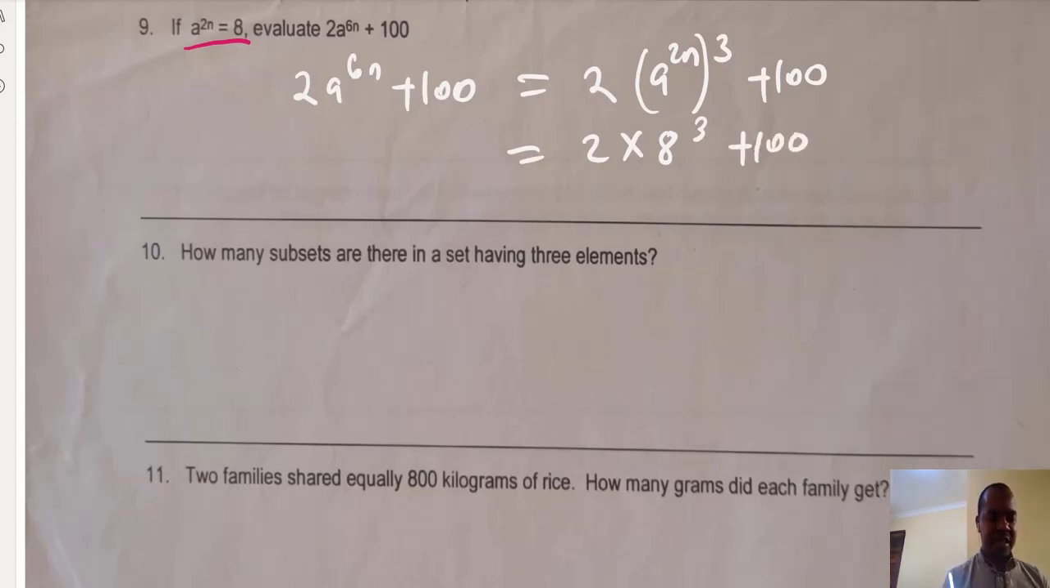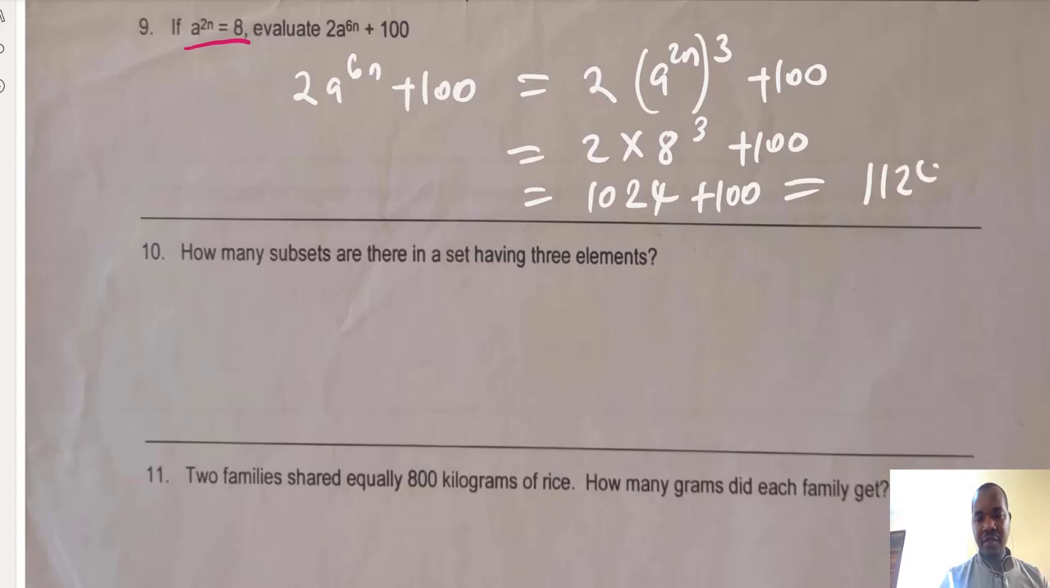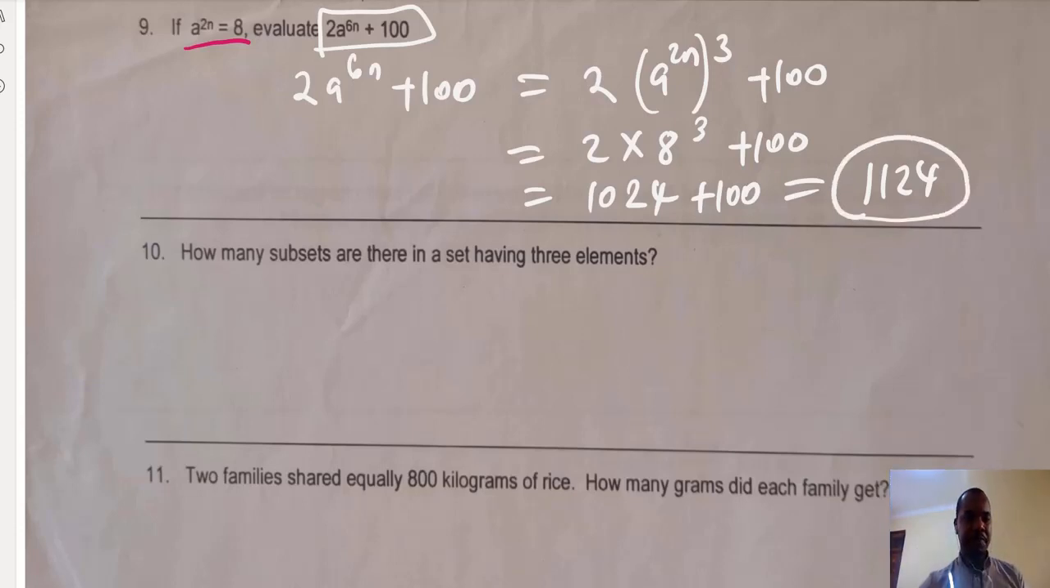You know that 8 power 3 is 512, times 2, you get 1024, plus 100, you get 1124. So the value, actually the evaluation of this expression here, is 1124.